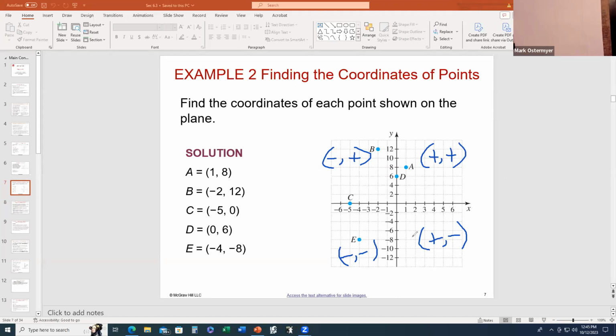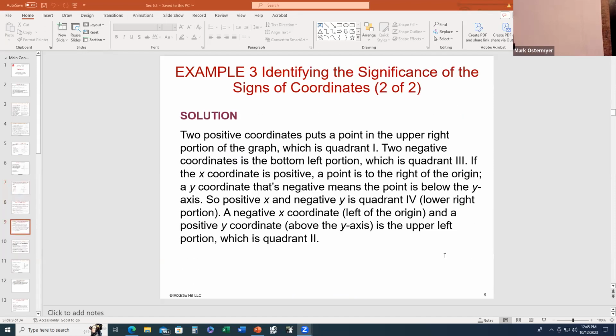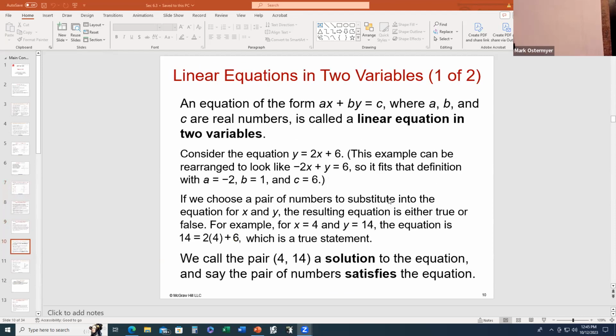You can just determine the sign of the quadrant if you just project, either up or down and hit the X coordinate and see whether it's positive or negative, or project it to the right or left and hit the Y coordinate and see if you strike a negative or positive number. Okay. All right, done with that. All right, that's just a solution of what we just did.